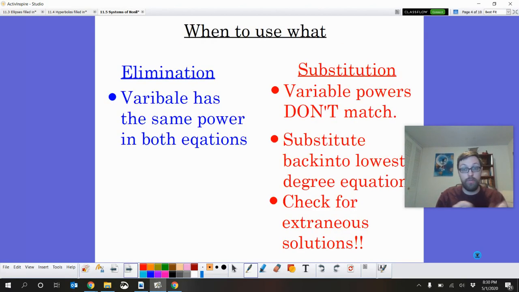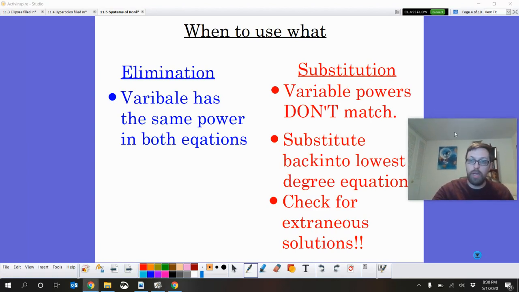So when you're solving them, there's a couple things to worry about. I'll tell you which method to use, so you won't have to worry about whether you're supposed to use elimination or substitution. The general idea is if the variable has the same power, then you should use elimination. You use substitution when your variable powers aren't matching up, so you're not actually able to eliminate. Elimination is the better option. When you're doing substitution, you also need to substitute back into the lowest degree equation. You can't just substitute wherever. And then you need to check for extraneous solutions. Elimination doesn't create extraneous solutions, but substitution does. So you need to be careful there.